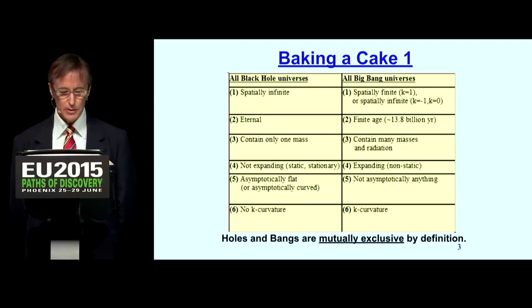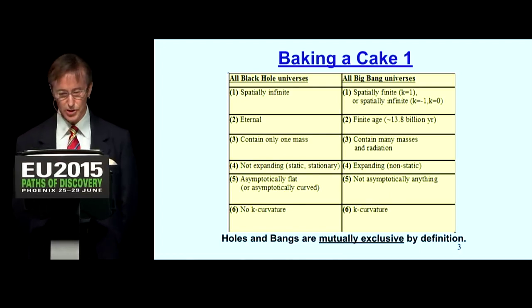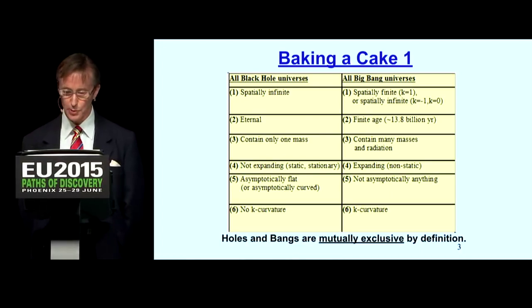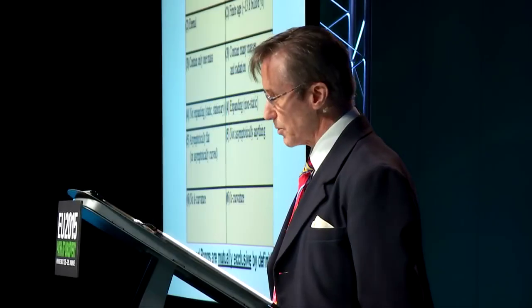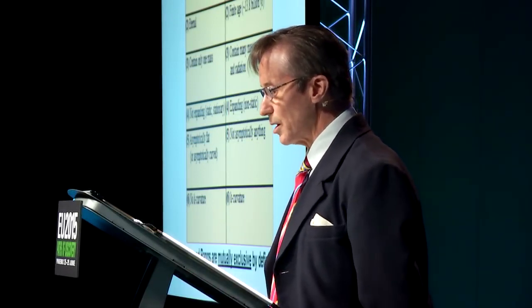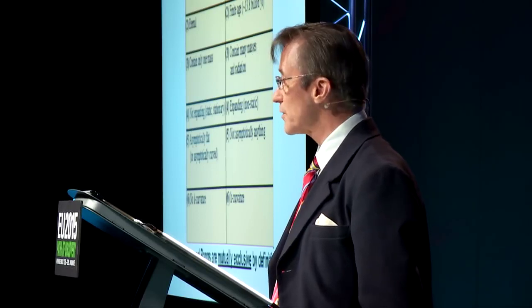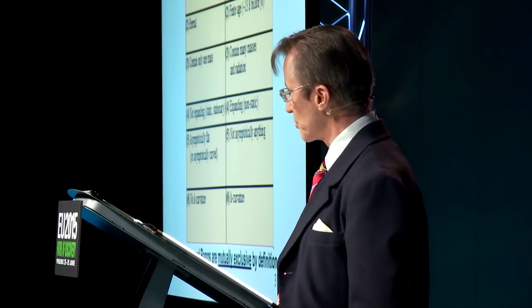Now, the first thing is black hole universes are spatially infinite. There are three types of Big Bang universes, one spatially finite and the other two spatially infinite, depending on their K curvature values. The black hole universe is eternal. That means it's static. It doesn't depend on time. Whereas Big Bang universes are all finite in age. They're 13.8 billion. I believe that they've now raised it to 13.9 by tweaking a few knobs.